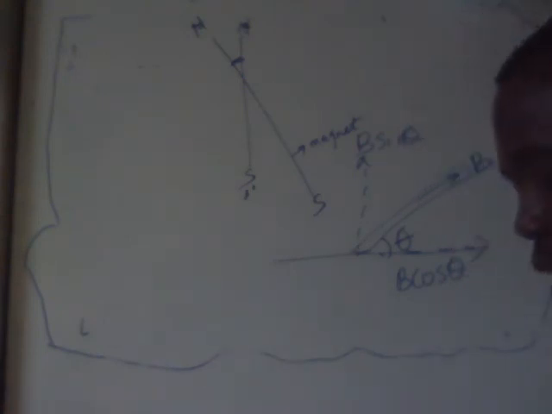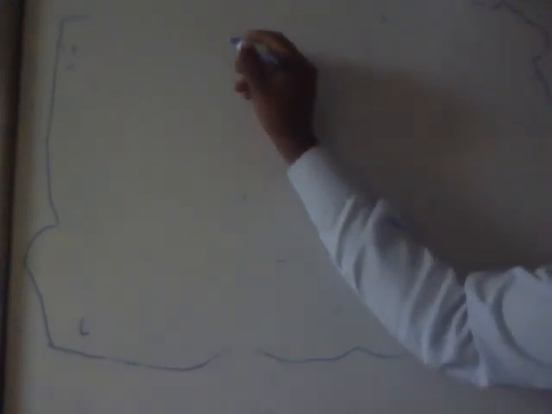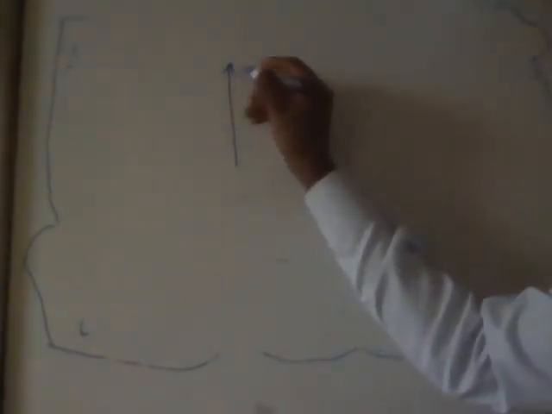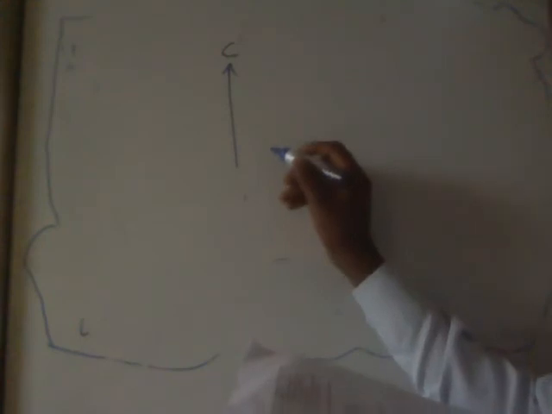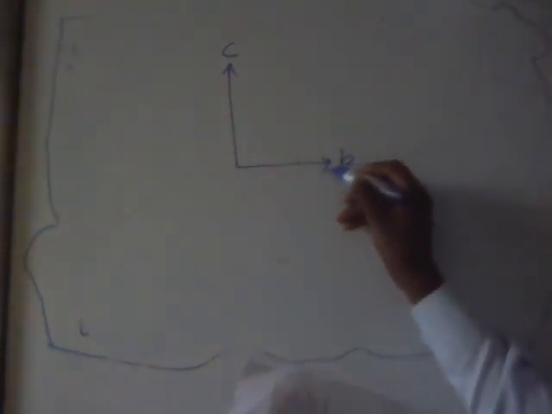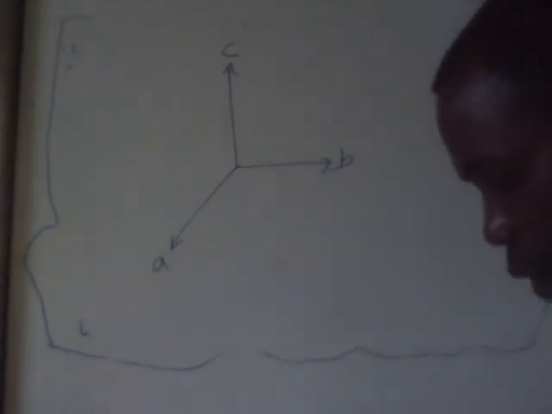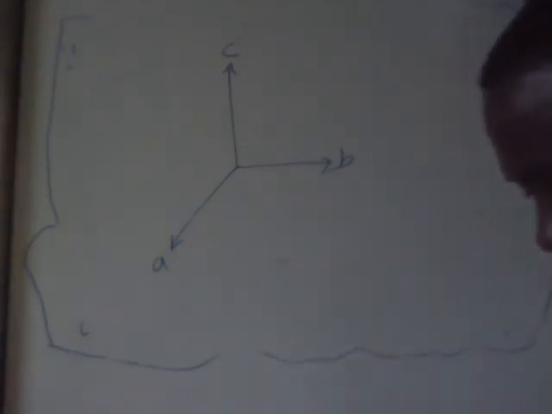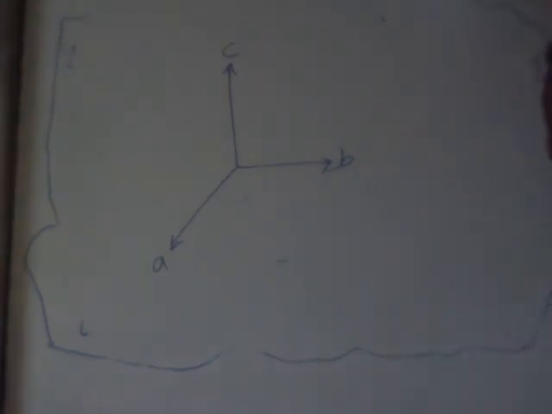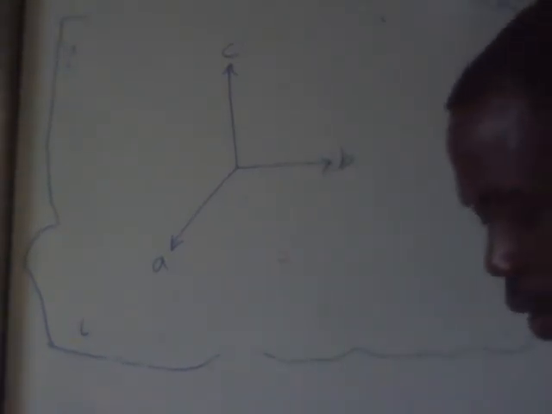Now 37. For 37, you have to sketch. Give me a small sketch. I'm having this three-dimensional plane as C, this as B, and this as A. Which of the following statements is correct about this diagram? If A is current, B and C are field and motion.